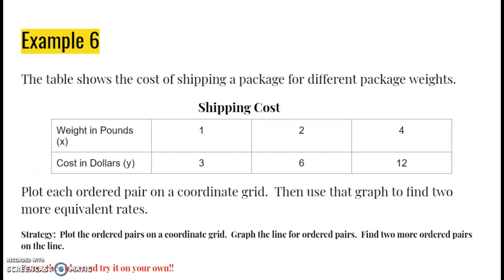The table shows the cost of shipping a package for different package weights. Now you can already tell they've given you the values. What you're going to need to do is draw a coordinate plane, and it's only going to be in quadrant 1. Then you're going to use the graph to find more equivalent rates. So the first thing you're going to do is plot the ordered pairs on a coordinate grid. Go ahead and draw one and graph the lines for the ordered pairs, and then find 2 or more ordered pairs on the line. I want you to pause the video and try it on your own.